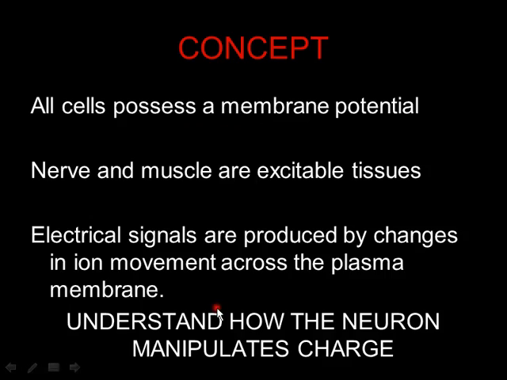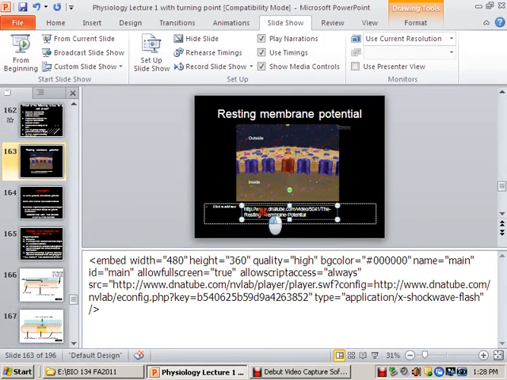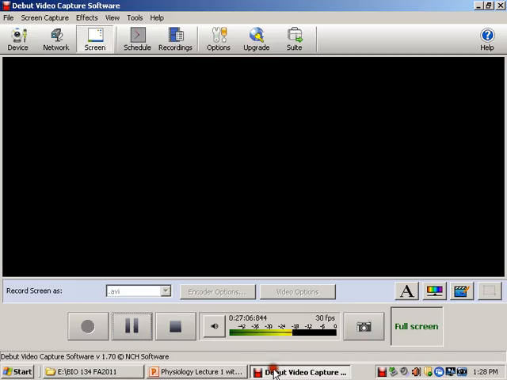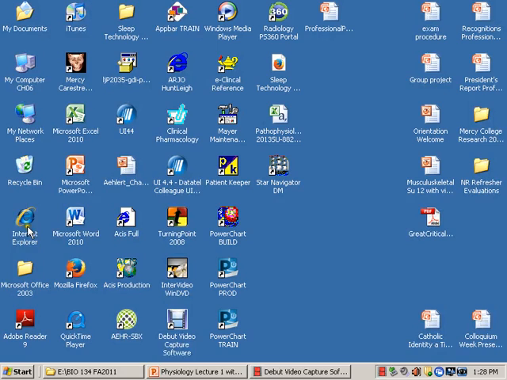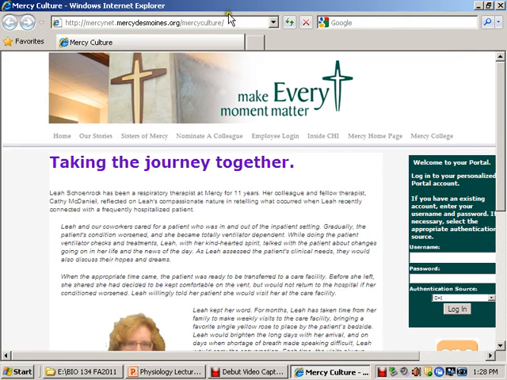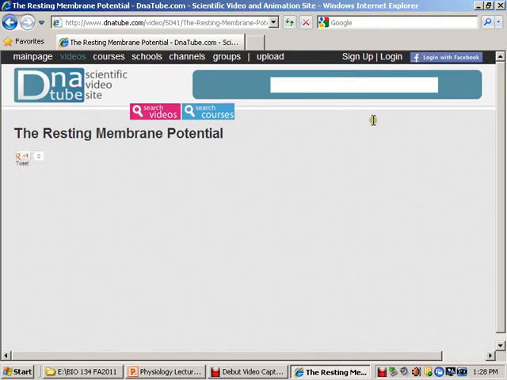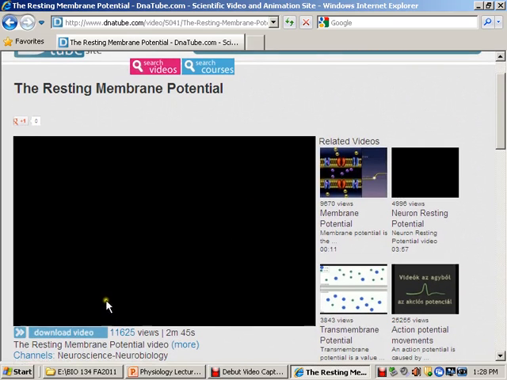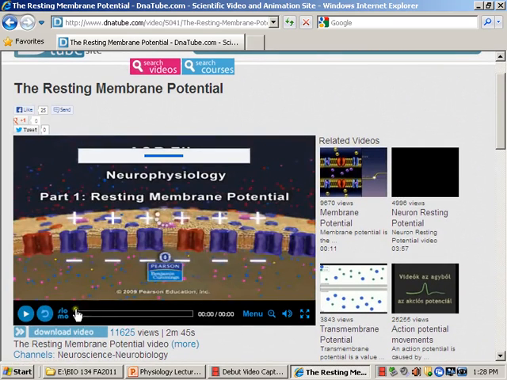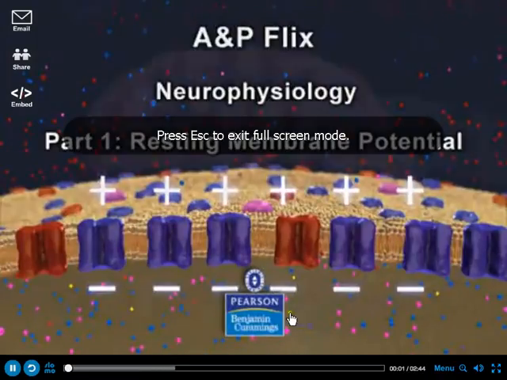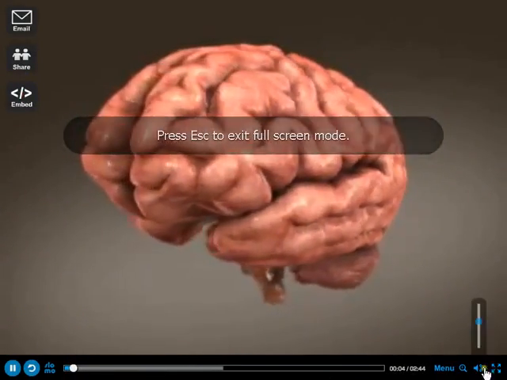Let's see if this works. It doesn't. Okay, being really difficult here. I always get a little nervous when I open up anything on these computers that requires the internet because it's usually so stinking slow. There we go. Uh-oh.